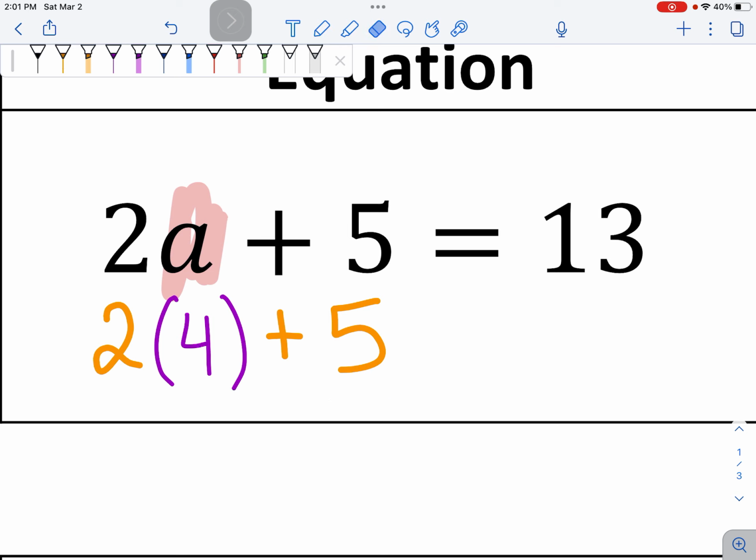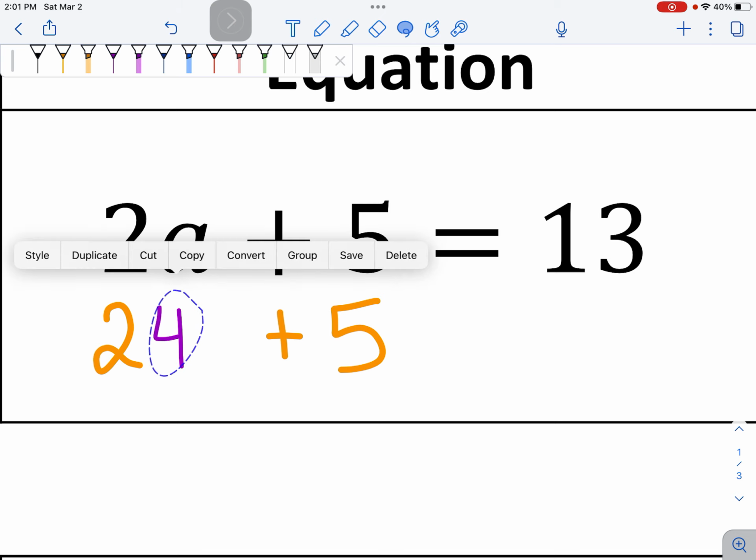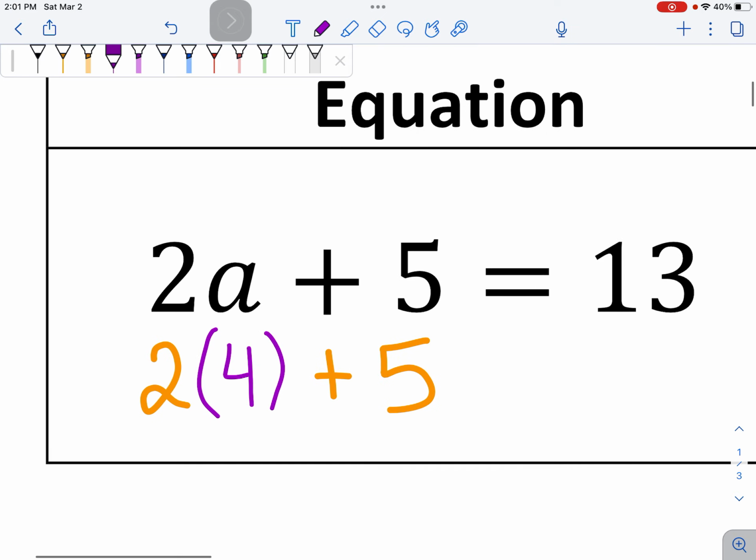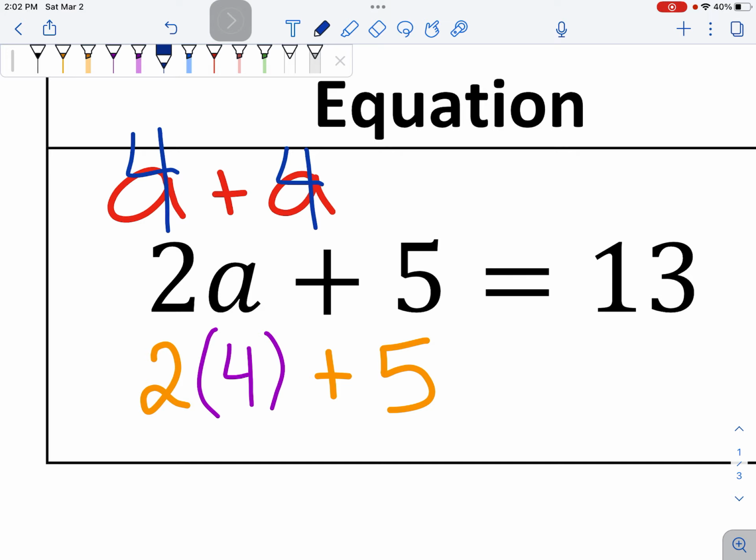Now, if you go too fast and you don't put parentheses around the value of the a, do you see how this kind of looks like the number 24? But remembering from our very last unit, 2a is like having two bags of apples. 2a is really written as a plus a. So if each of those a's is really the number 4, then we have 4 and 4. We have 8. We don't have 24.